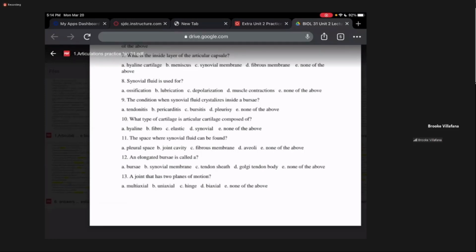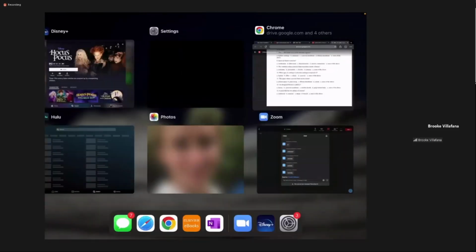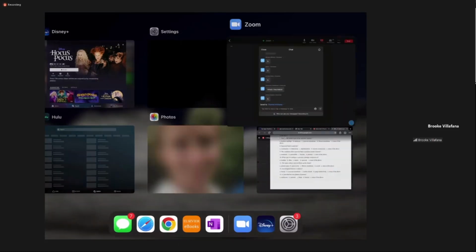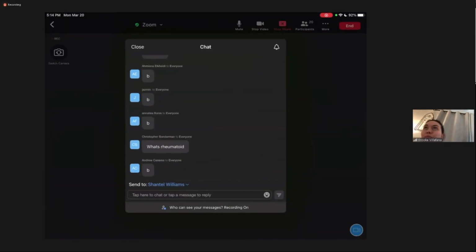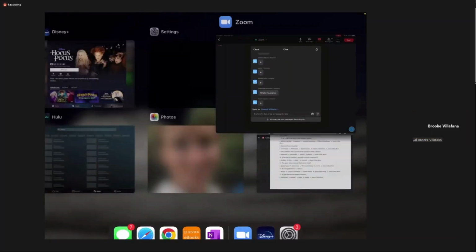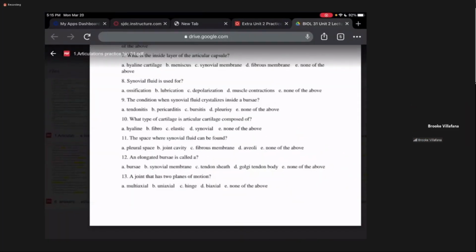All right, so 11, the space where synovial fluid can be found is which of these? So the space where that synovial fluid can be found in the joint. Rheumatoid arthritis, I believe, comes from crystallizations in the synovial fluid, but I'm not 100% sure on that. That would be a really good one to ask your teacher or to research, but I don't really know the answer to that. Okay, so for the space, we're looking at joint cavity, right? The joint cavity is that space in the joint where the synovial fluid is found.